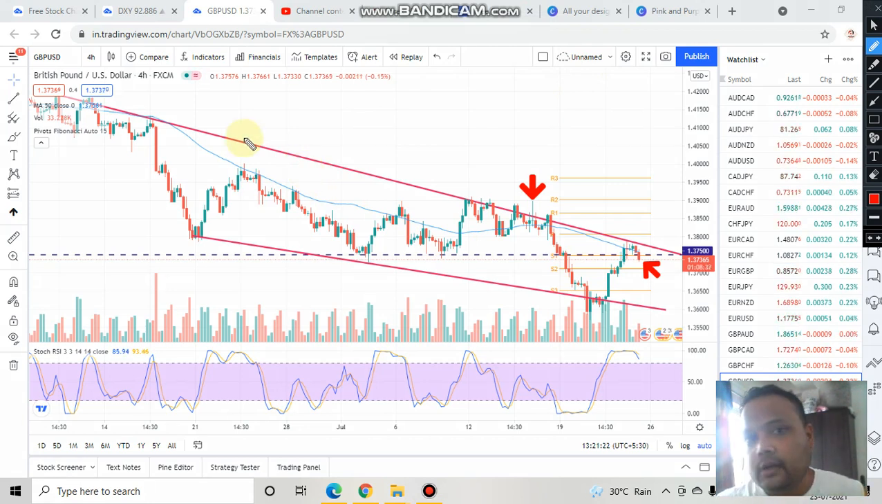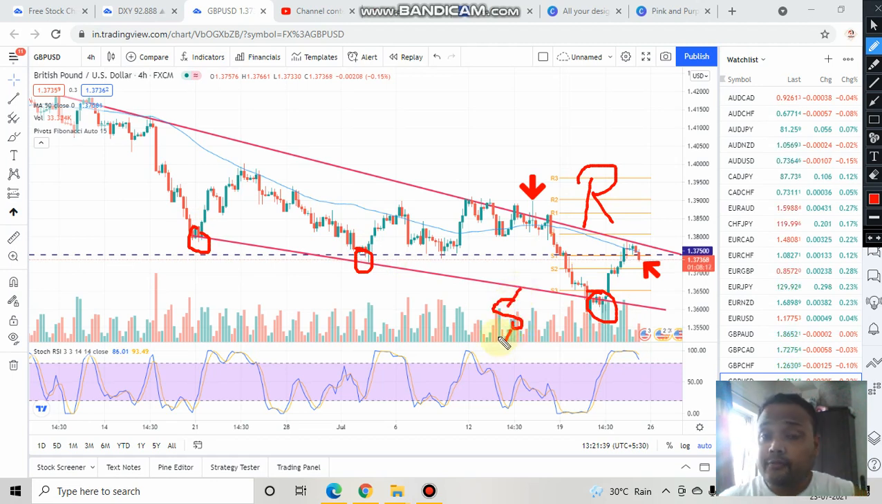If you do not have these lines in your trading platform, my dear friend, then I'll request you to please draw these lines so that you can understand the chart better. So this line is still a valid resistance for the market, and when we join these price levels, we get a support for the market. Therefore we have a dynamic resistance and we also have a dynamic support for the market.